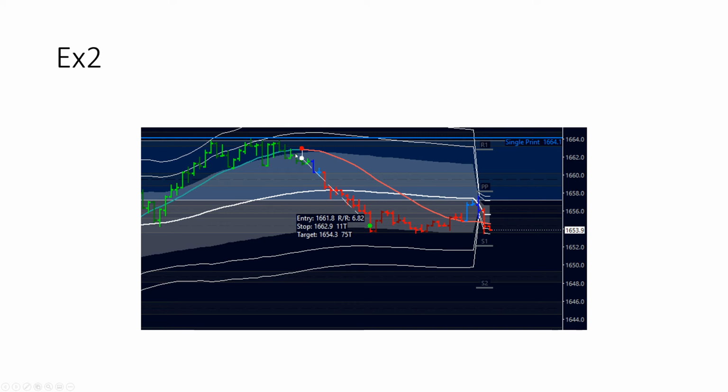And then your target, developing value area low. That'd be a pretty typical expectation for high probability for a trade like this. Boom. You hit your target, you're fine. In this case, you would scale at VWAP.